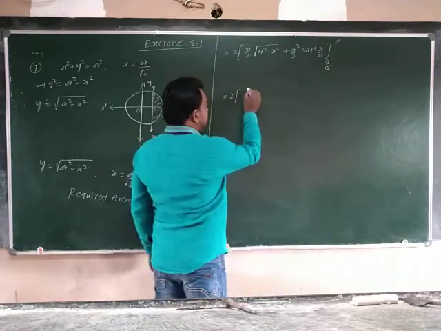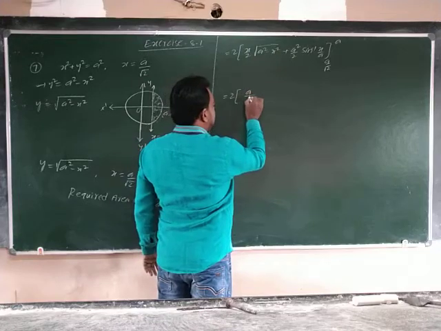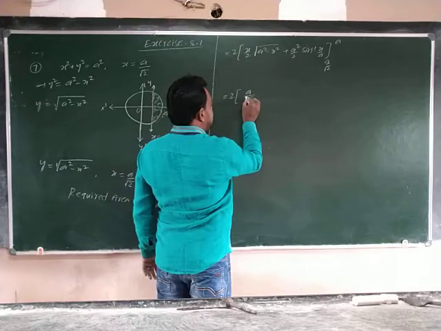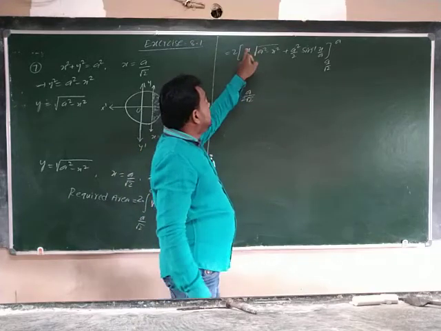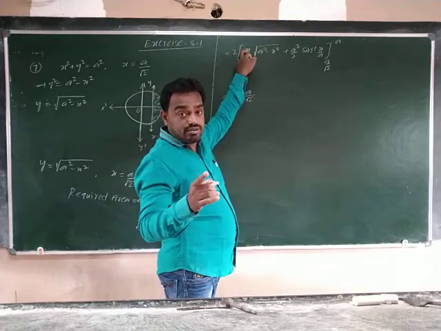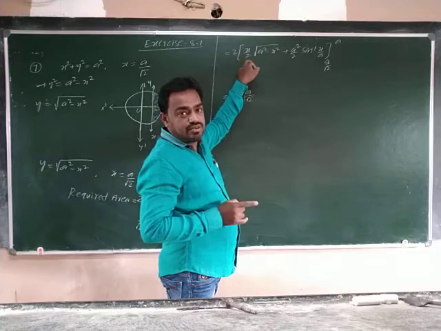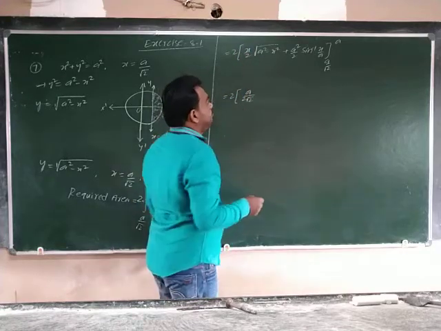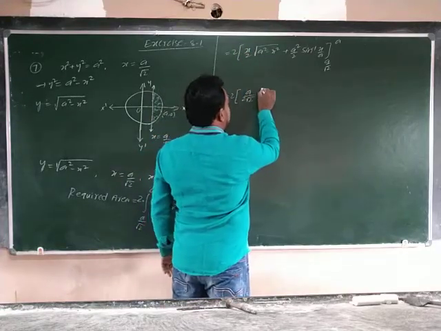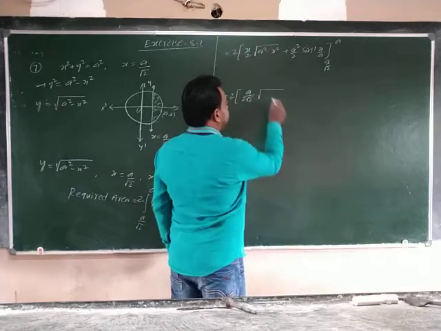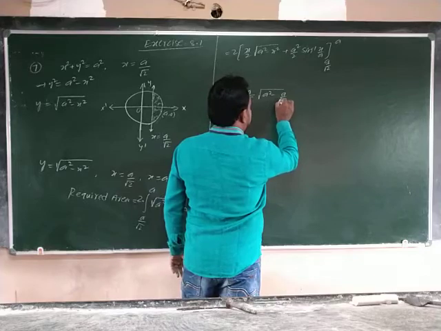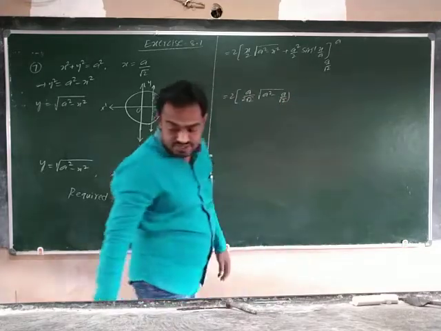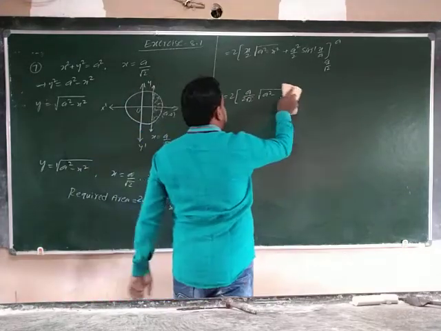So what are we getting? A by root 2 by 2, that means a by 2 root 2, in place of x, a by root 2. Next, 2 by 2, that means a by 2 root 2, next to it, into square root of a square minus a by root 2. Sorry, this one first, what are we writing? Upper limit minus lower limit.